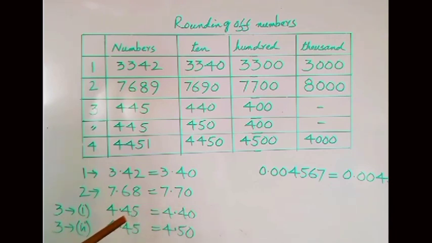Rule number 3. For numbers ending in exactly 5, rounding depends on the context. First, the even rounding or banker's rounding. If the preceding digit is even, it remains the same. For example, 4.45 rounded to 1 decimal place becomes 4.4. Second, the traditional rounding. The digit is always increased by 1. For example, 4.45 rounded to 1 decimal place becomes 4.5.